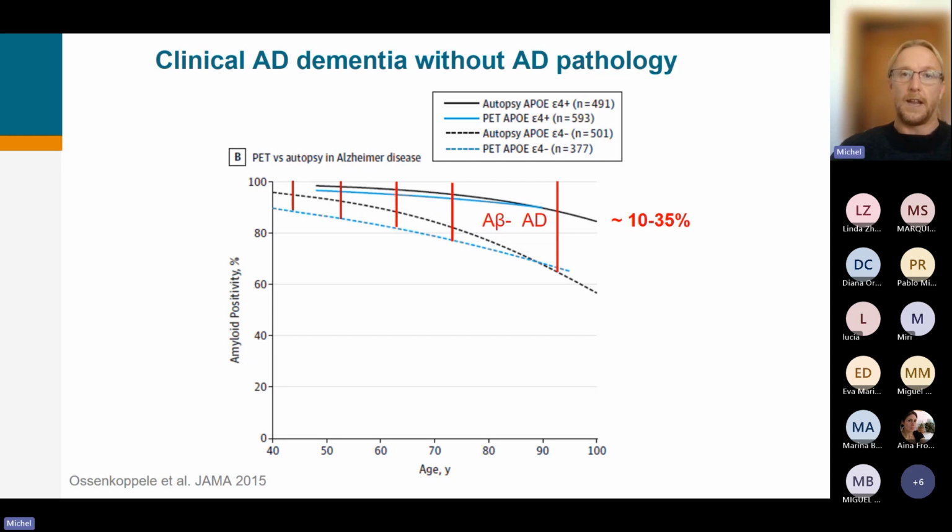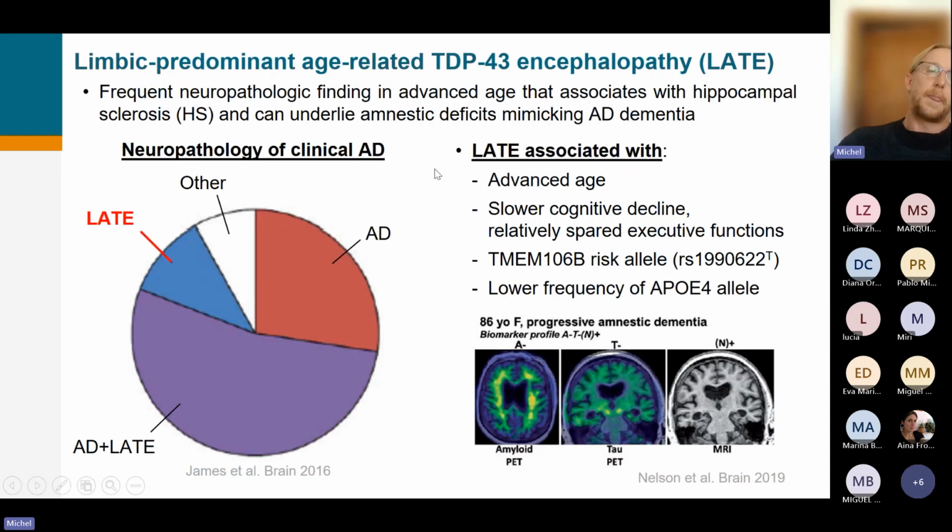And over the last years, it has been found that one of the principal age-related neuropathologies that mimic AD clinically, that result in a similar amnestic predominant dementia profile being diagnosed as AD dementia in the clinic, is LATE, or limbic predominant age-related TDP-43 encephalopathy.